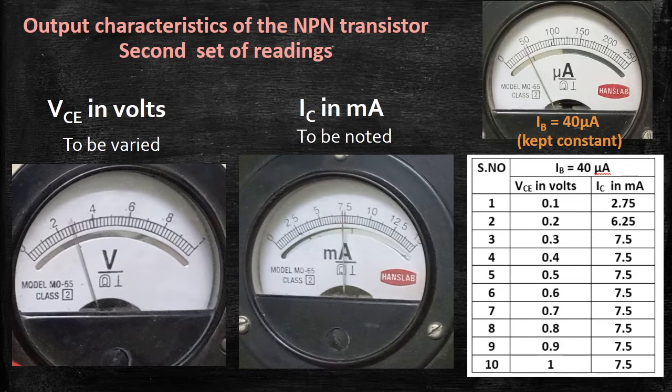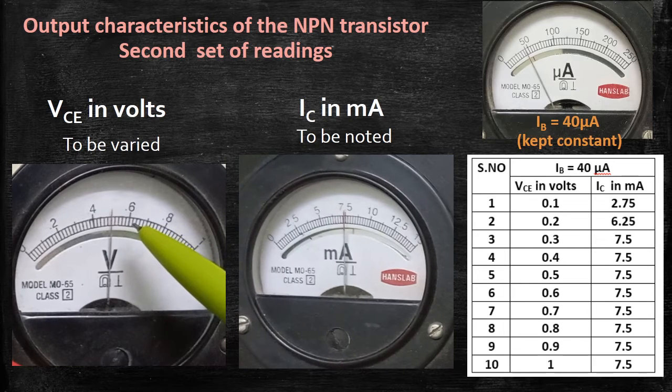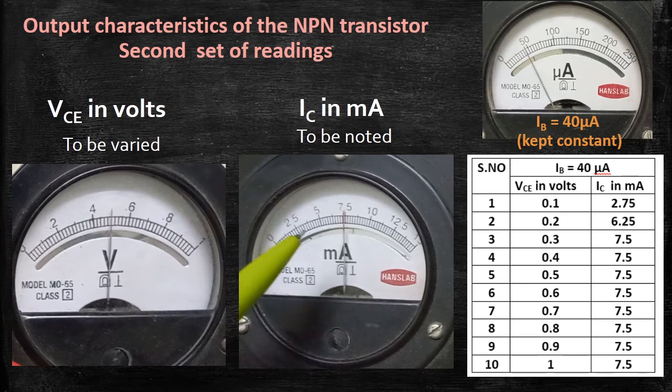Understood? Now slowly increase the value from 0.3 to 0.4 volt. VCE is kept at 0.4 volt. Are you clear? IB is also at 40 microampere. What is the value of IC? IC value is 7.5. Are you clear? Now it has attained the saturation region. Now it is increased from 0.4 to 0.5. Again the IC value is 7.5.